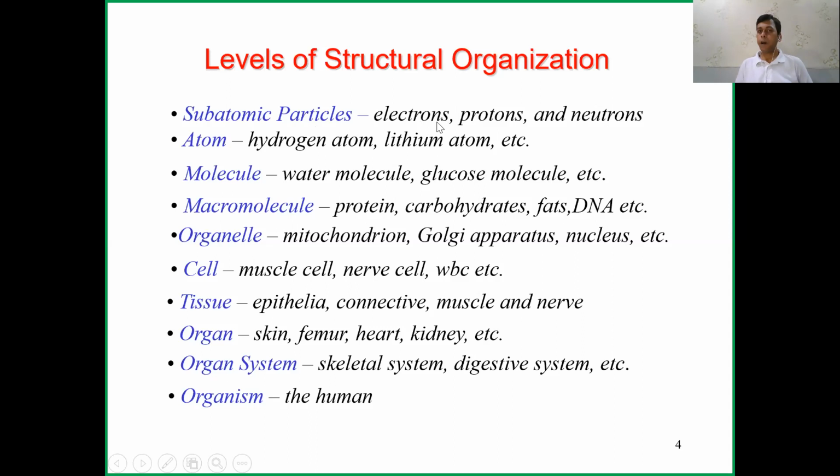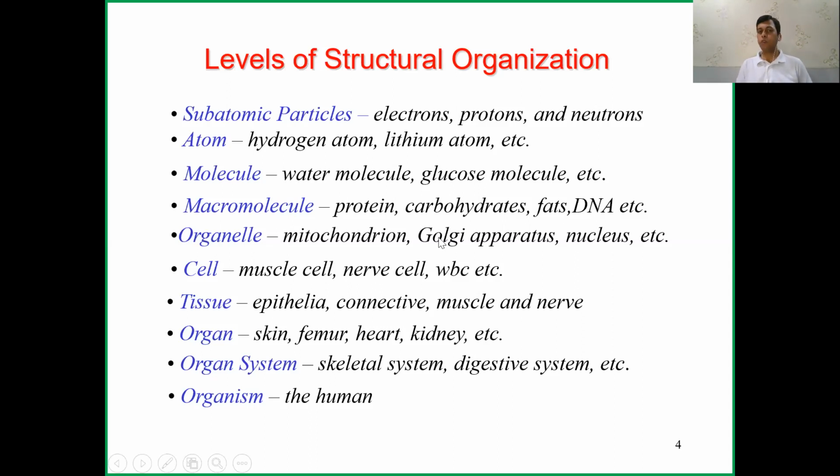These subatomic particles combine to form an atom, for example hydrogen, lithium, carbon, oxygen. These are all atoms. When two atoms combine, a molecule forms, just like the water molecule H2O, oxygen O2, glucose. These are all molecules. Then there are macromolecules: protein, carbohydrate, fat, DNA, all these things. And when these macromolecules combine, they form different organelles.